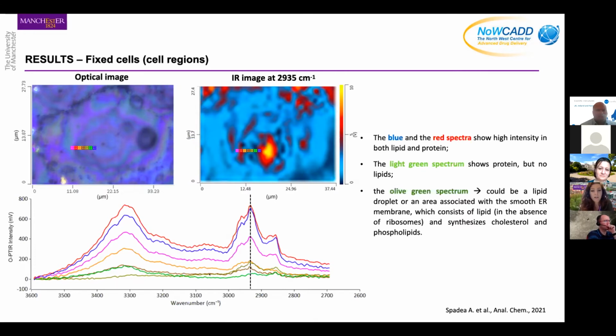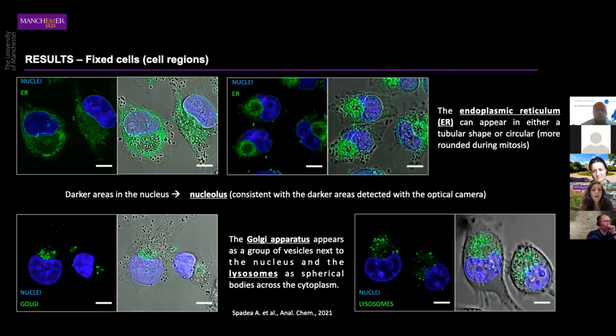In particular, I would like to highlight the olive green spectrum, which has almost no protein content, but is rich in lipid content. On the other hand, we have the light green spectrum, which is just 1 micron next to it, but has quite abundant protein content, but not lipid. So we can think that the olive spectrum was a lipid droplet.